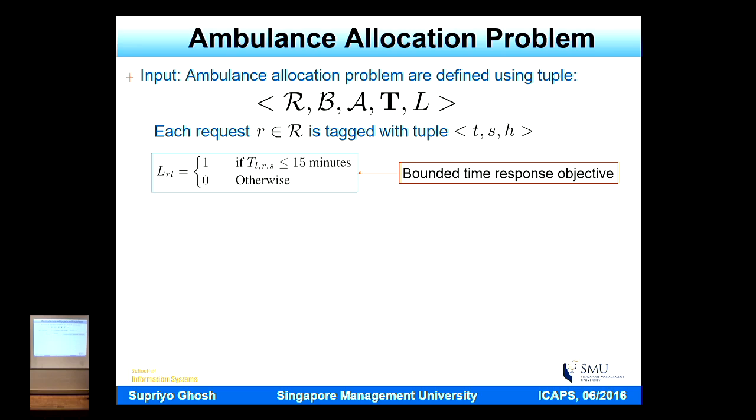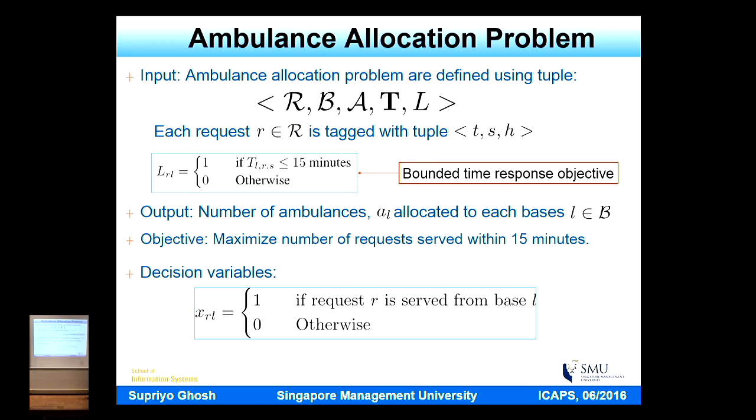The ambulance allocation problem can be defined with the following tuple. We have a set of request logs where each request is tagged with the following tuple. T is the time when the request came into the system, S is the origin location, and H is the destination hospital. B is the set of base locations, A is the fleet of ambulances, T is a 2D matrix that shows the travel time between any two base locations, and finally L is the utility function. So for example, in case of bounded time response, we can set the utility function such that if the request is served within 15 minutes, then we will get a reward of 1, otherwise we will get nothing.